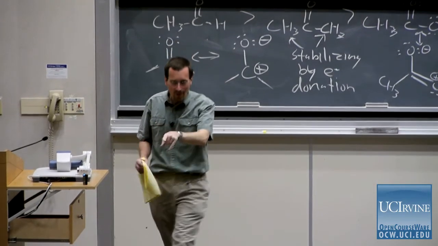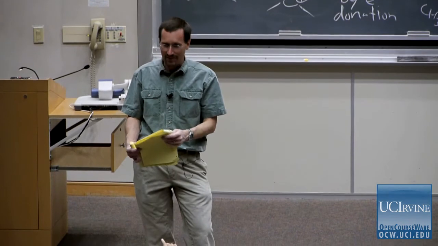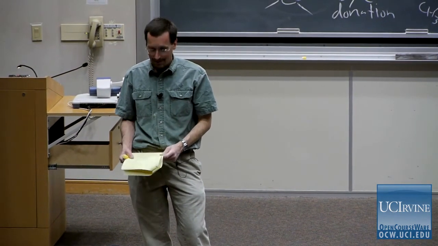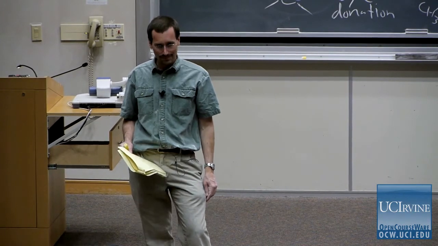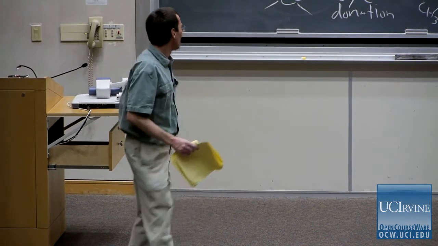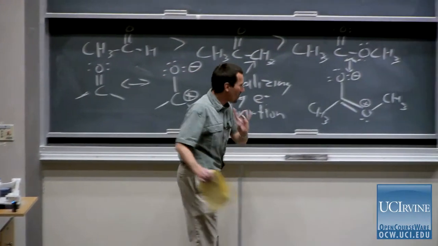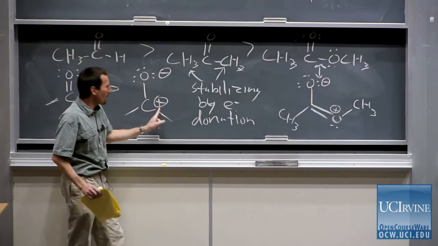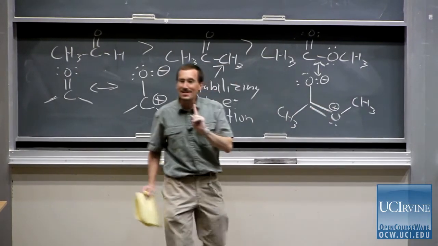I'm going to take one last question, and then I want to wrap up a couple of concepts that came up. Okay, for the ester, wouldn't it be better if the positive charge is on the carbon instead of the oxygen? All different resonance structures. Your question: is this a better resonance structure than this? Yes. And the answer is no.